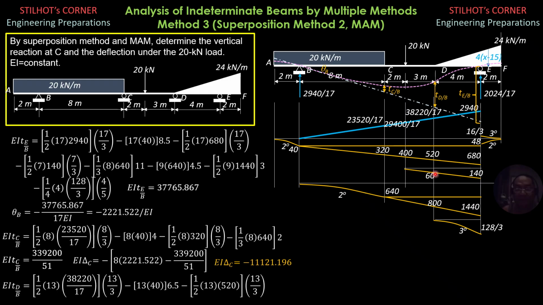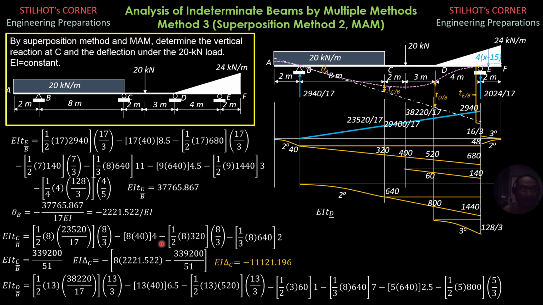minus 1 half of 3 times 60 times 1, then minus 1 third of 8 times 640 times 2 plus 5 is 7, then minus the moment of this area, which is 5 times 640 times 2.5, then finally minus 1 half the moment of this area, 1 half of 5, 800 times 5 thirds.